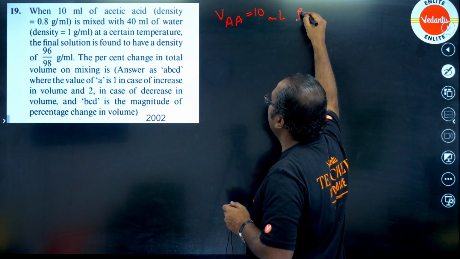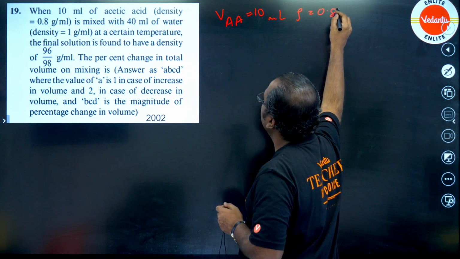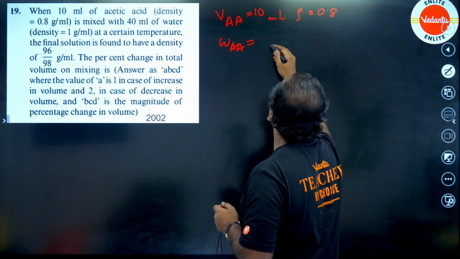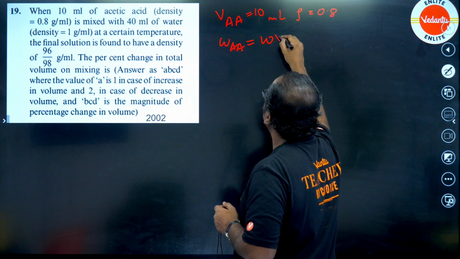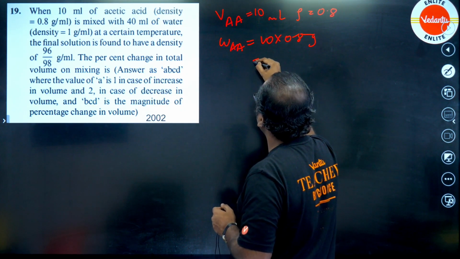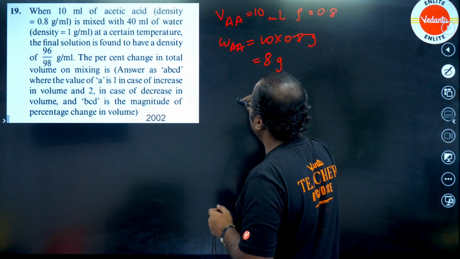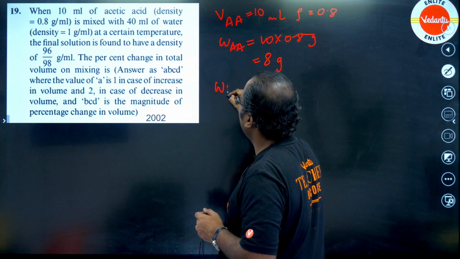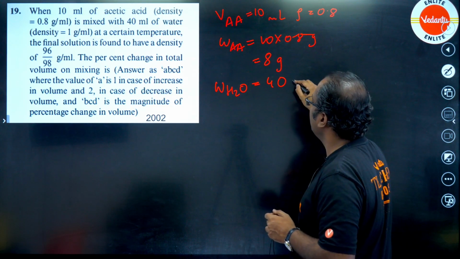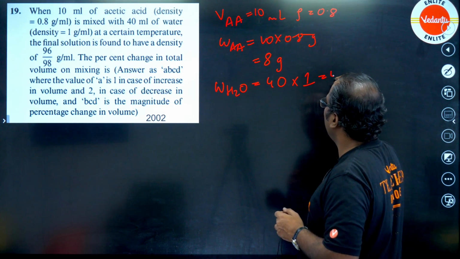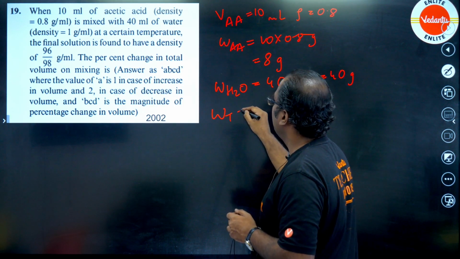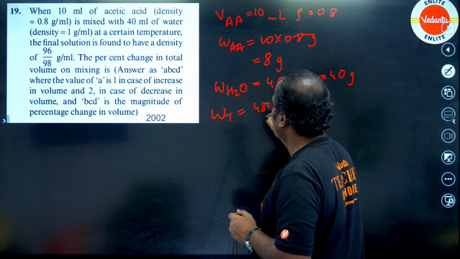And what is the density given? 0.8. So we know the weight of acetic acid, density equals mass upon volume. So that's 10 into 0.8 gram. So that's an 8 gram sample. We are mixing it with water. Water we are using 40 ml. Density is 1. So that's 40 gram. So how much is the total? Total weight is equal to 48 gram.